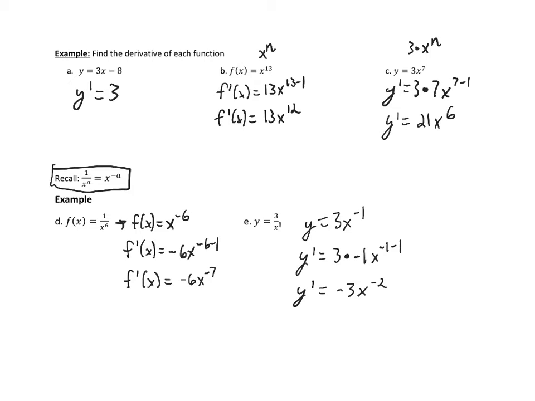Now, both of these examples would be fine written like this. But we can also rewrite those by moving the negative exponent back to the denominator. In fact, either way is technically correct, but it probably just looks a little bit better if we rewrite both of these. This would be f prime of x equals negative 6 over x to the positive 7th. We make that exponent positive by moving it to the denominator. And so here this would be y prime equals negative 3 over x squared.